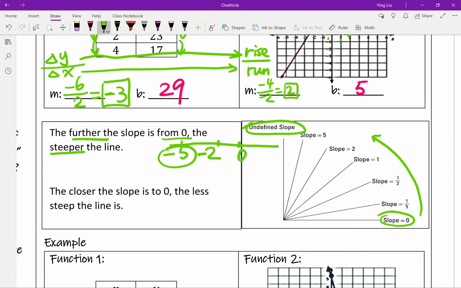So we know that a negative slope would give us a line that's going downhill. So it just means that it's going downhill. So the sign only decides the direction of the line, but it's still a steeper one.